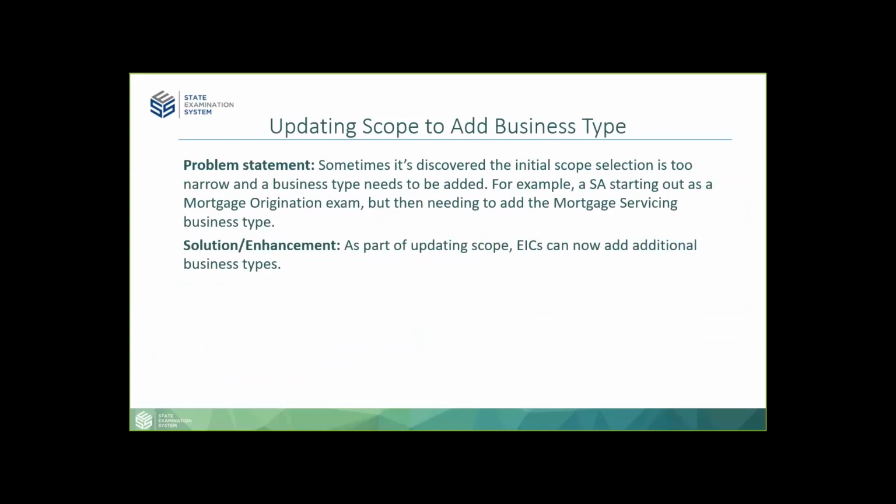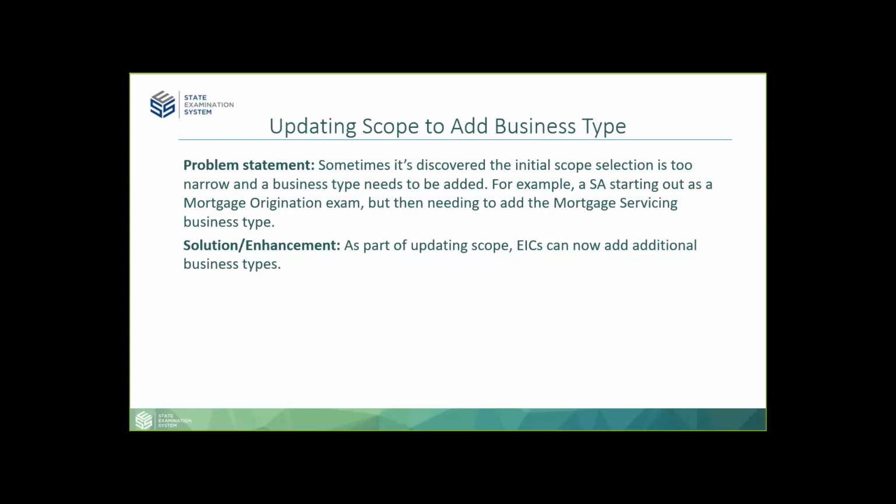The next feedback item we addressed in this release is giving users the ability to update the scope by adding a business type. So the problem statement here was that sometimes after the initial scope was done, meaning the examiners went through and said this is, for example, a mortgage origination exam, and added the mortgage origination business activities to the exam, they got onto the exam and then discovered, you know what, we need to do a mortgage servicing review because this company is involved in servicing as well, and we did not realize that when we set this exam up.